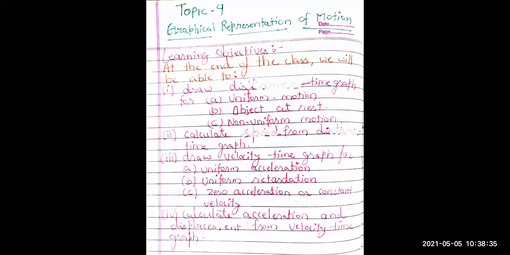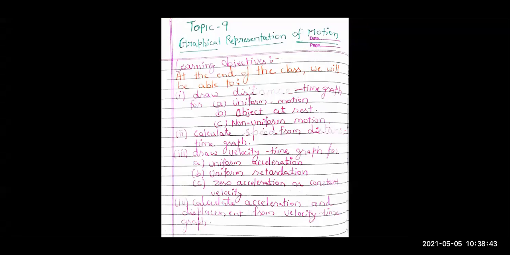In the last class, we did the distance time graph. Today, we are going to start with the velocity time graph. And in velocity time graph, we are going to see three different cases. First is uniform acceleration. Acceleration means the velocity is increasing. Uniform means the change in velocity is equal in equal interval of time.